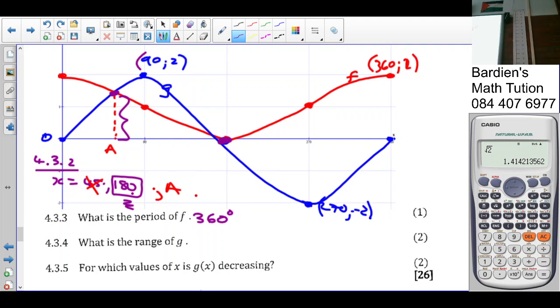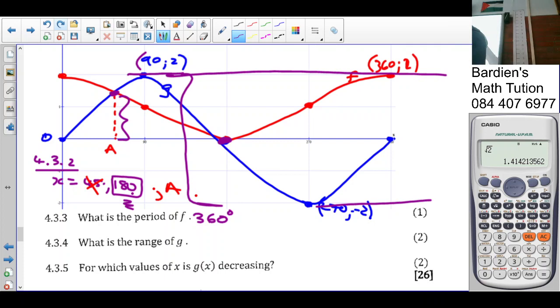Alright, people, in question 4.3.4, what's the range of g? What is the range? Range is all possible y values. So if you're looking at the graph of g, it's going from there till there. If you take that into account, it's going from -2 to +2. Can you see that, people? Is that correct? Yes?